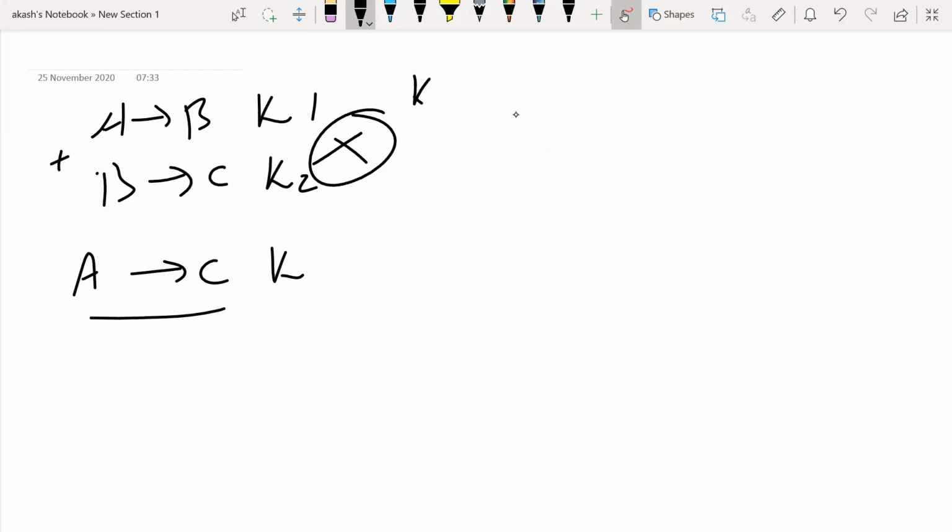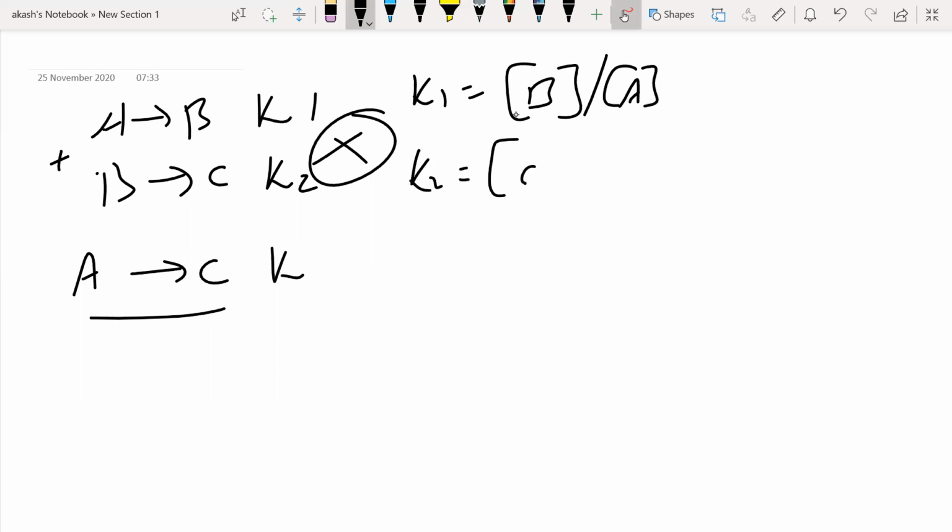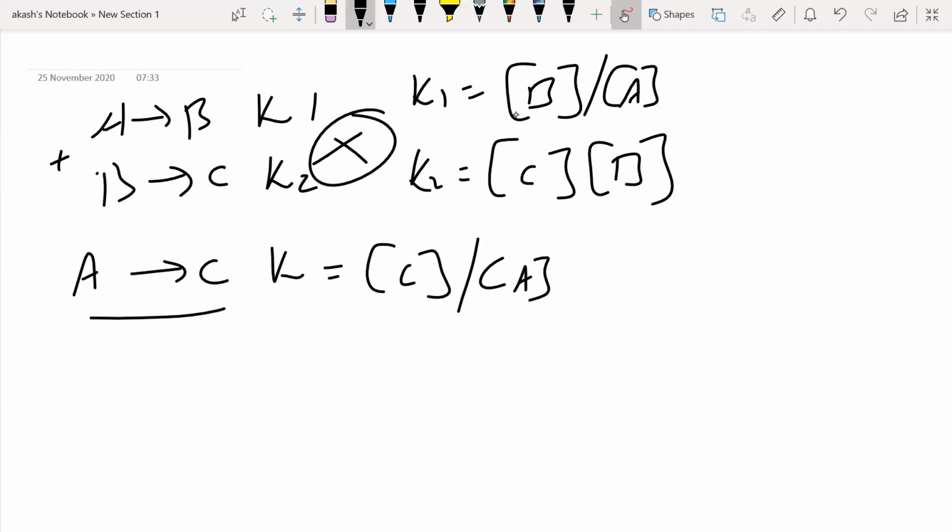So for K1, how will I write? K1 will be B divided by A. No stoichiometric coefficient, so no powers. Again, K2 will be equal to C divided by B. Now for this, in K, how will I write? It will be C divided by A.